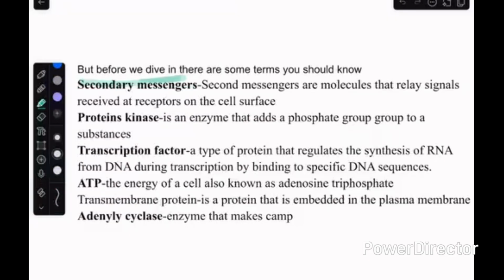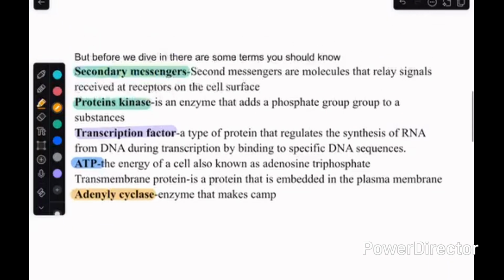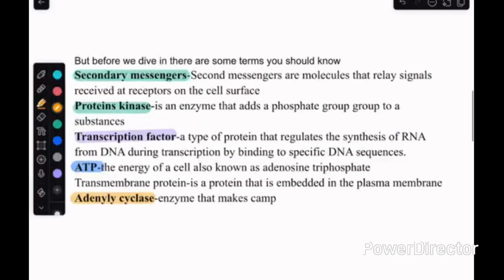A protein kinase is an enzyme that adds a phosphate group to a substance. A transcription factor is a type of protein that regulates the synthesis of RNA from DNA during transcription by binding to a specific DNA sequence. ATP is the energy of a cell, also known as adenosine triphosphate. A transmembrane protein is a protein that is embedded in the plasma membrane. And adenylyl cyclase is an enzyme that makes cyclic AMP. Now that we have those terms out of the way, let's get into our pathway.